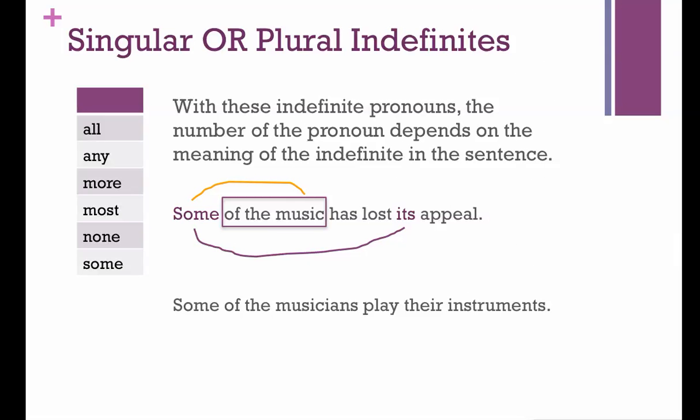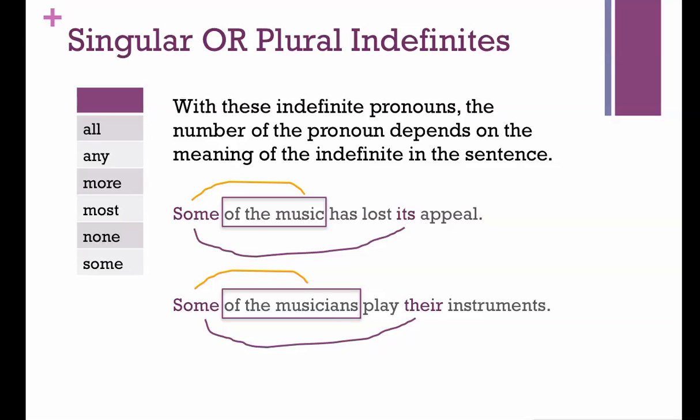In the next example, however, I have to look at the prepositional phrase again, but this time it's plural. "Some" refers to "musicians," which makes "some" plural. "Their" has to go back and agree with the plural "some."